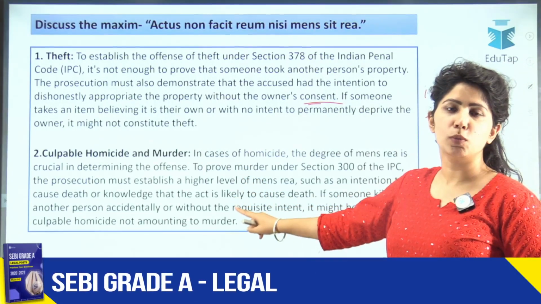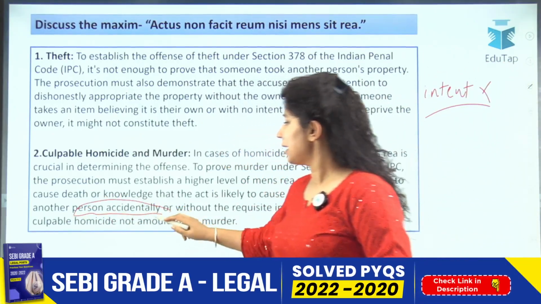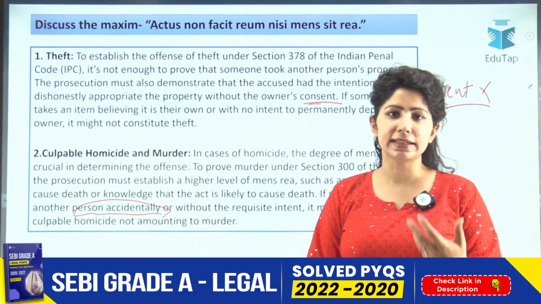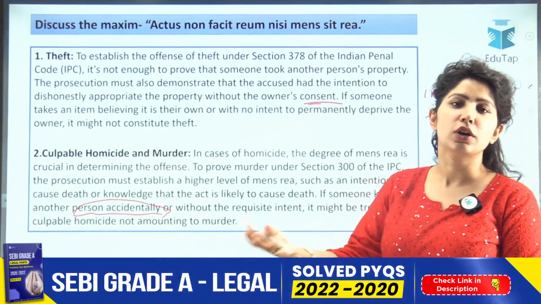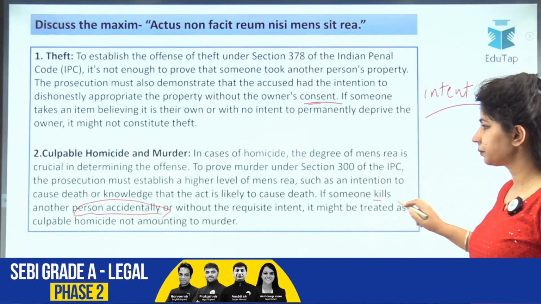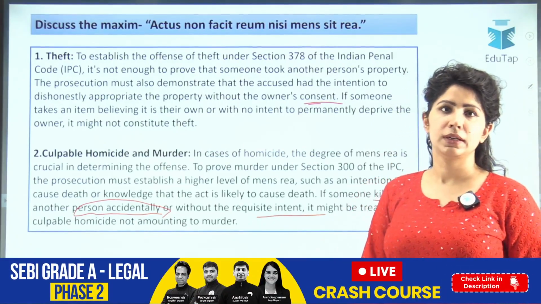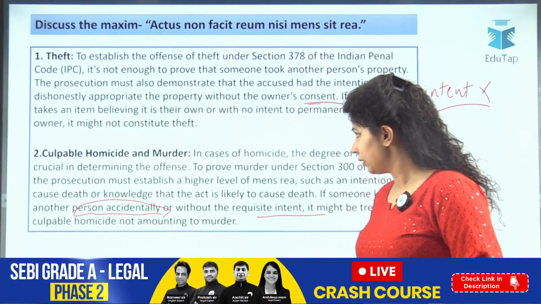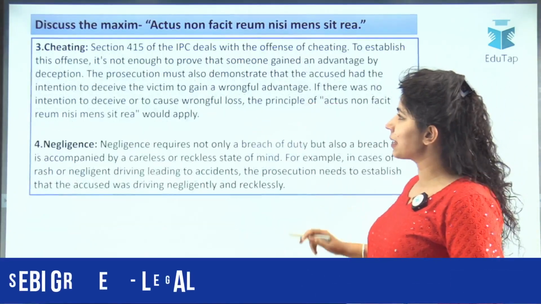Similarly, for culpable homicide and murder, if there is accidental death involved, there is no intent of causing death of the other person, then that does not amount to murder without the requisite intent. All right. Here you can give the first example of the cases that we'll see in the subsequent slides.